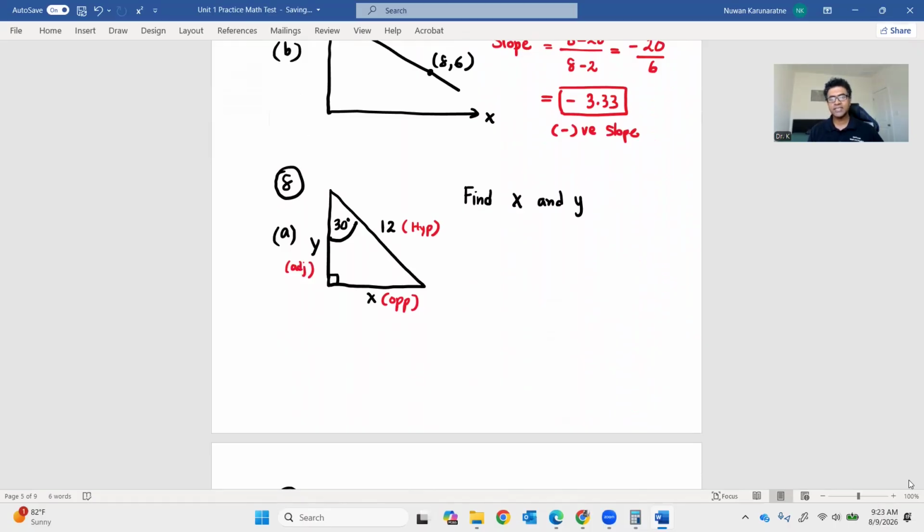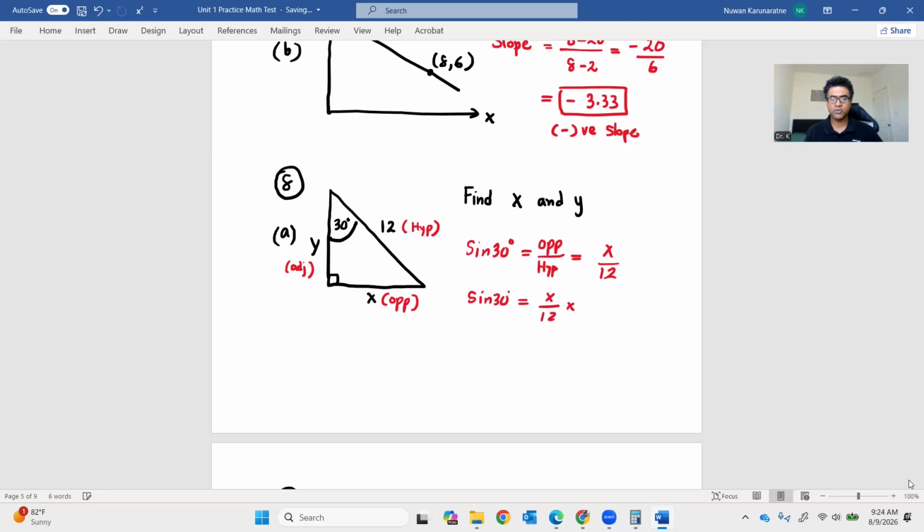Okay, so find x. That means the opposite, right? So it will always be related to sine. If it's opposite, then it's sine. Sine of the angle theta is defined as opposite over hypotenuse. I'll write opposite over hypotenuse, and substitute what is opposite, that's x, and hypotenuse is 12. So I have sine 30 equals x over 12.